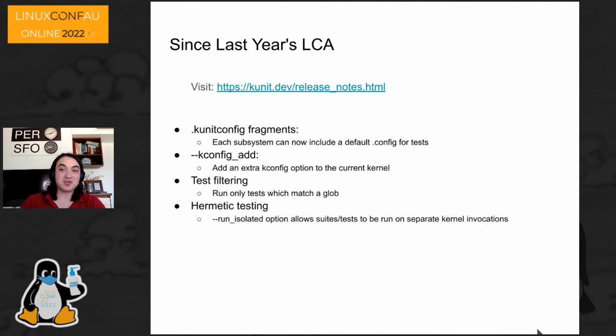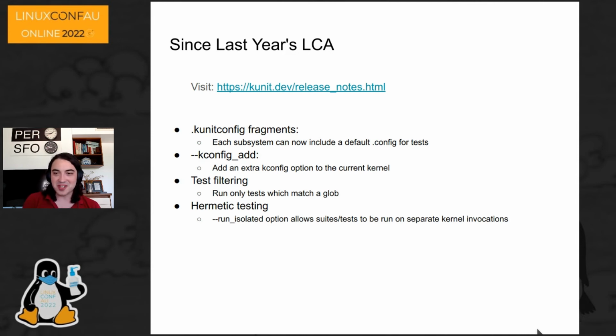Similarly, if you just want to add one extra config option to one of these, there's this kconfig add option. Simple, I want to run the ext4 tests, but I want to enable kasan or something like that. It's very easy. Test filtering, you can filter what tests run at runtime as well as at compile time. And that lets you build your kernel once and run several different tests in several different environments with it, which can be quite convenient too, and is a prerequisite for hermetic testing.